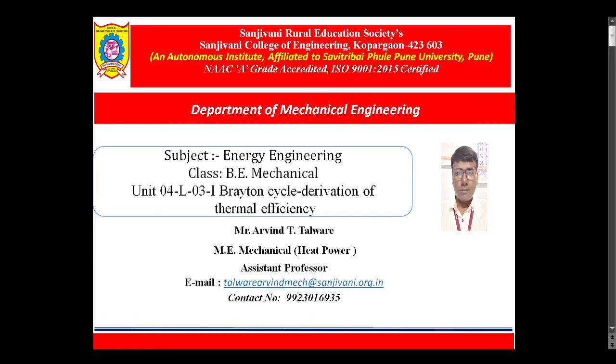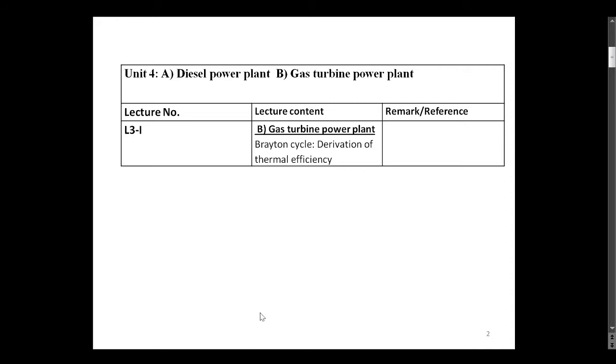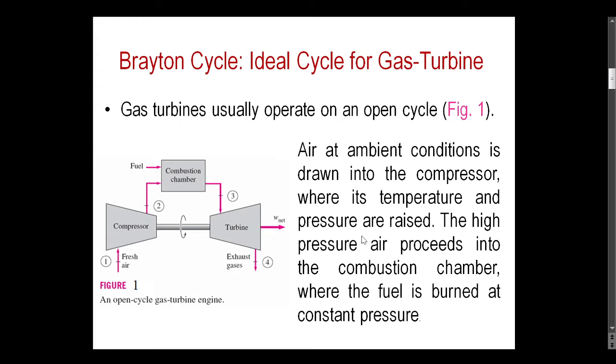In this video lecture, I am going to explain the gas turbine power plant, that is the Brayton cycle, and the derivation of thermal efficiency of the Brayton cycle. This is lecture number 3 on unit number 4, that is B part, gas turbine power plant. The Brayton cycle is considered the ideal cycle for a gas turbine power plant.